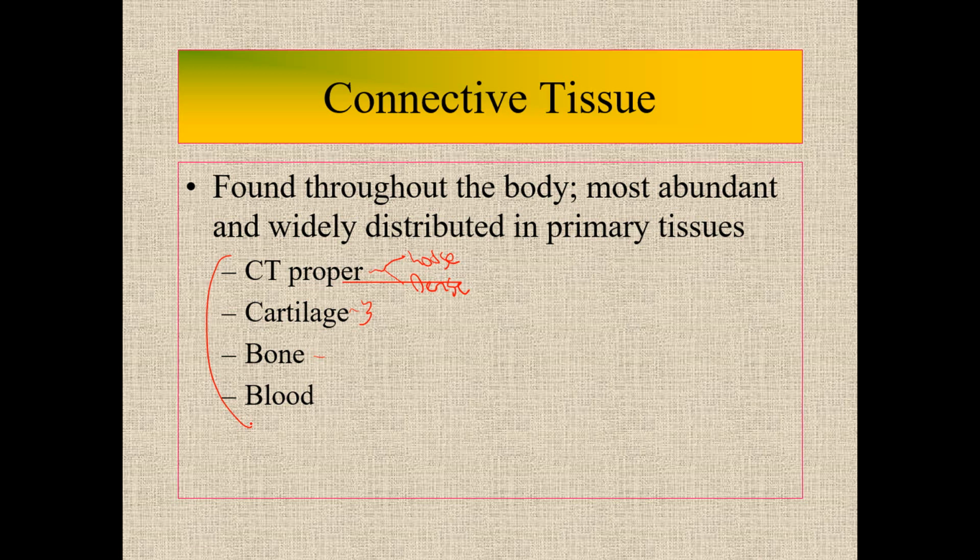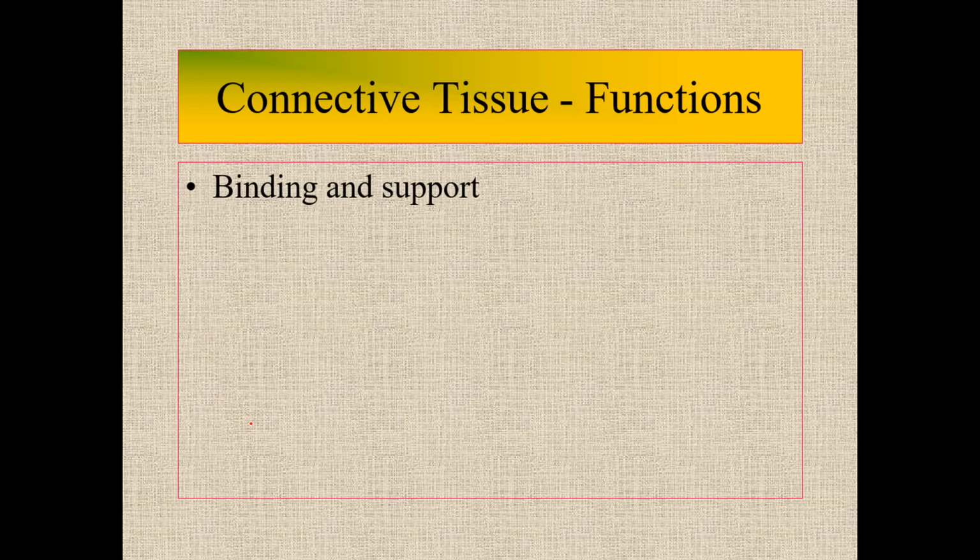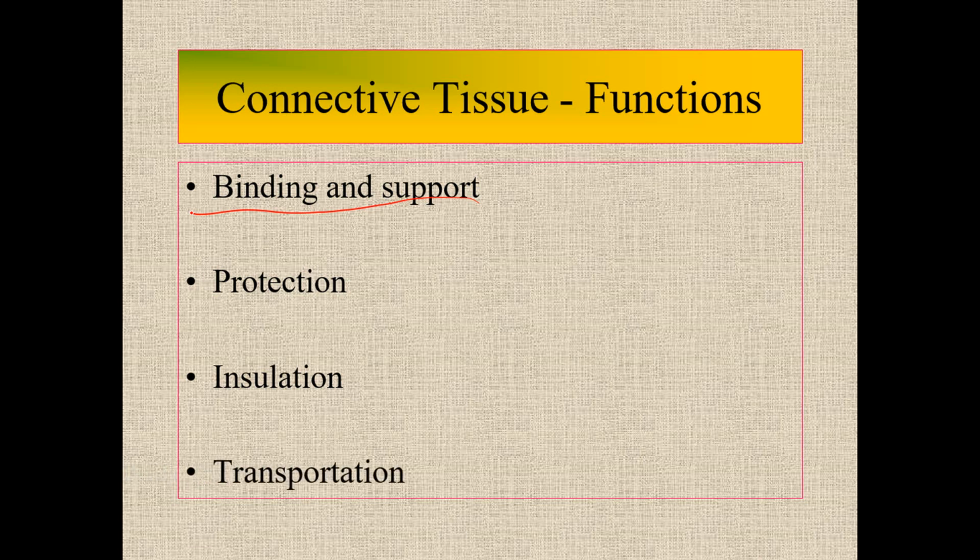First, what we're going to do is talk about the functions, though. And obviously, one of the first functions of connective tissue would be to connect, so binding and support. We're also going to see it gives us some level of protection. Adipose tissue is a type of CT, so insulation. And a unique function is going to be transportation, and that's because blood is a CT.